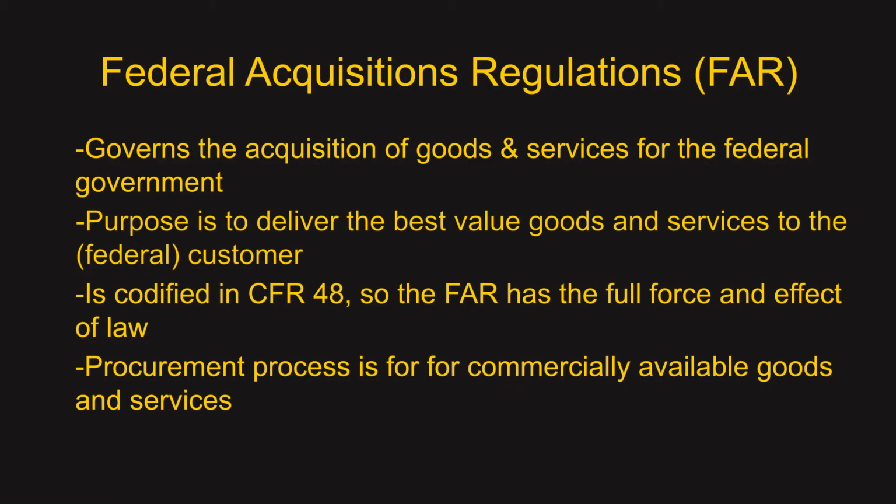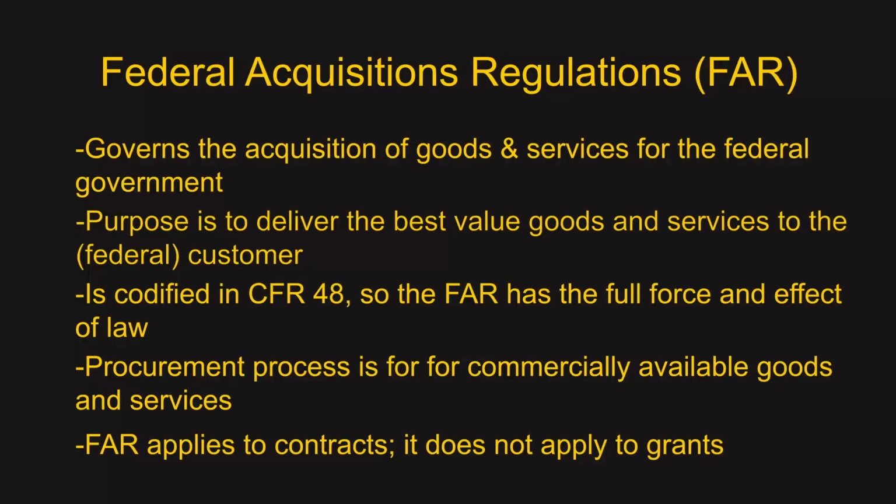Now, a federal acquisition is for goods and services that are not commercially available, while a procurement process is used for commercially available goods and services. Now, the FAR applies to contracts. It does not apply to grants, which are considered assistance agreements. So if you receive a contract from a federal agency, it's likely to include FAR clauses.